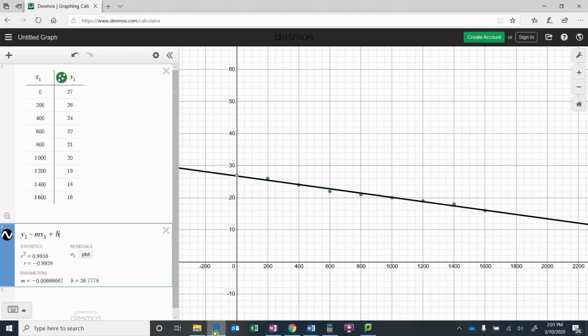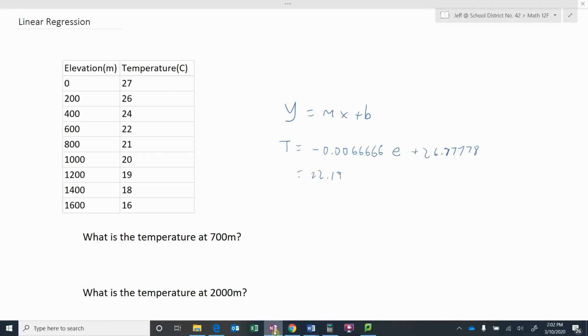Now, what you notice here when you look at the graph is that 700 right in here was within the data points that we were given. So going back to the table here, anytime you're asked to find a point that's within the data that we were given, this is called interpolation, since the 700 meters that it's asking is within the data that we've been given here. So our model showed that that was 22.1 degrees using our linear regression.